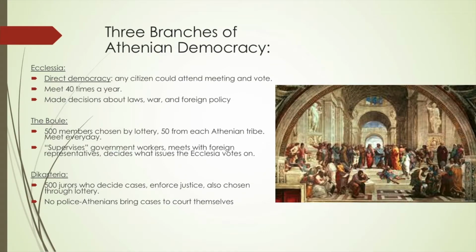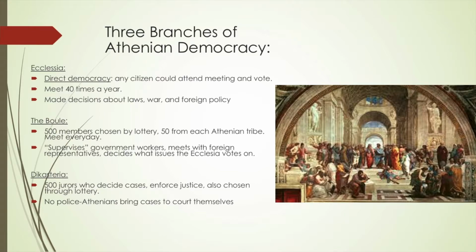So, the Athenian democracy had three branches of government. This is very similar in a lot of ways to American government. In the United States, we have three branches as well. We have the Congress, which is the group of people who make the laws. We have the president and the executive branch, which is the branch that enforces the law. We have the Supreme Court, which is the branch of government that interprets the law. So Athenian democracy also has three.